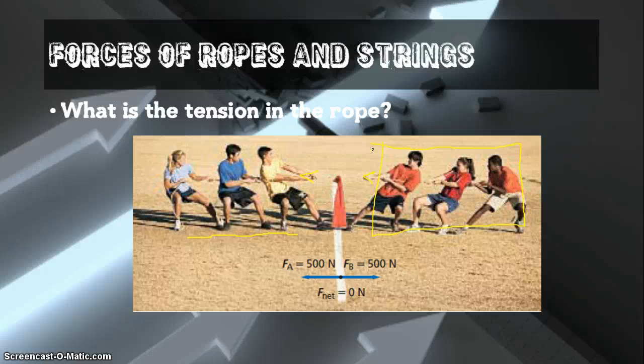It doesn't matter if you have another team pulling on the other side with 500 newtons, or if you have a tree on the other side pulling with 500 newtons. The force of tension in that rope is going to equal the pull from one side. Remember, every interaction pair of forces is equal.